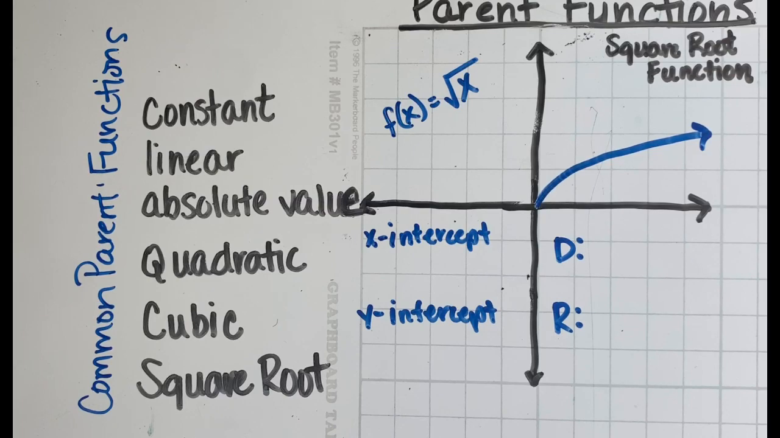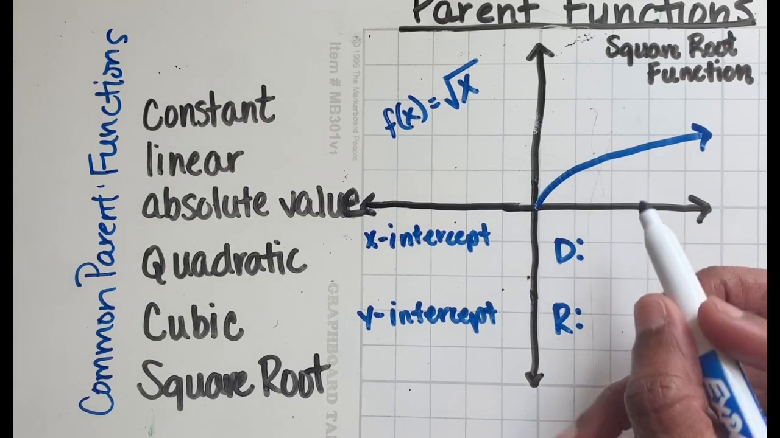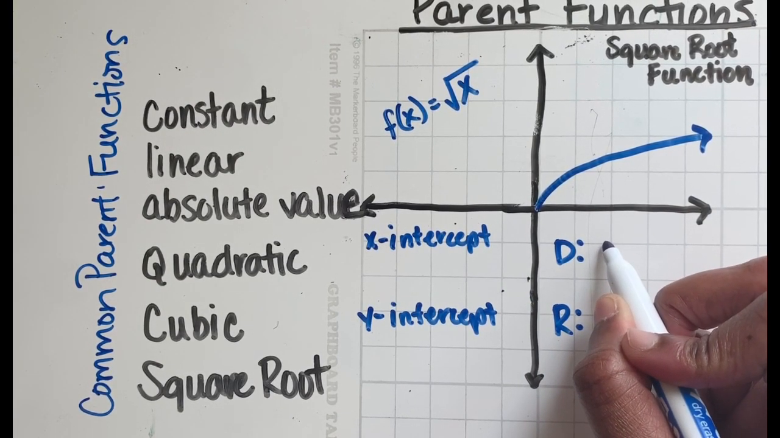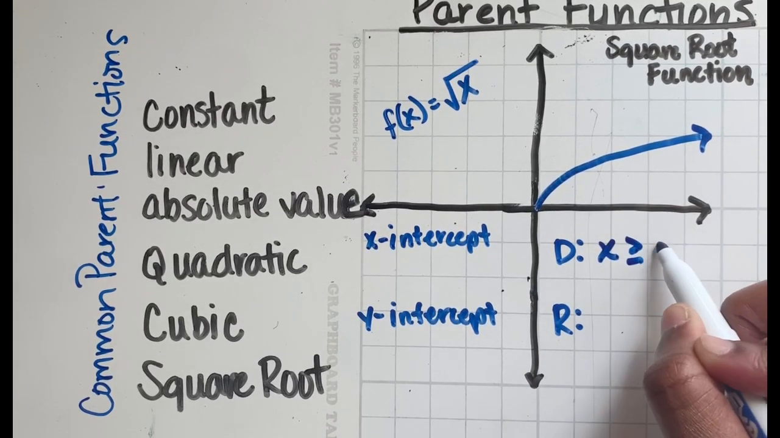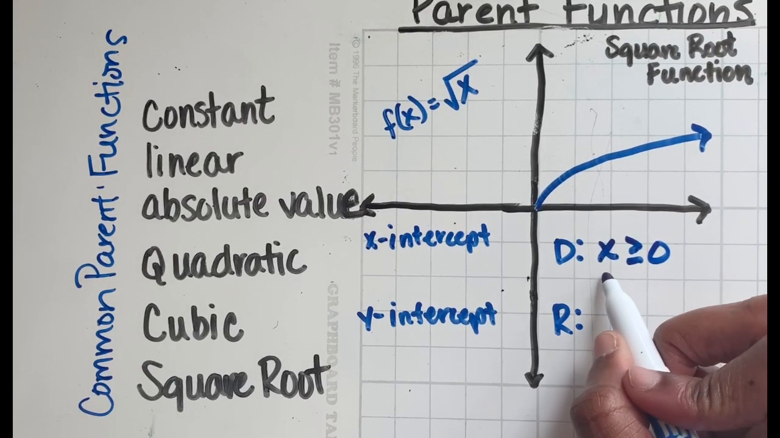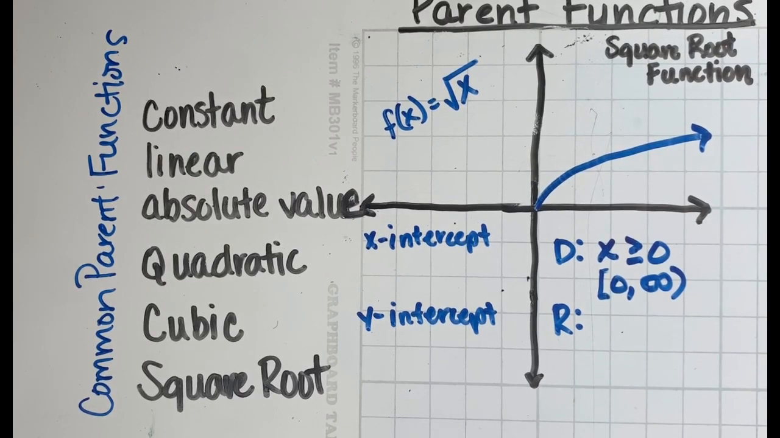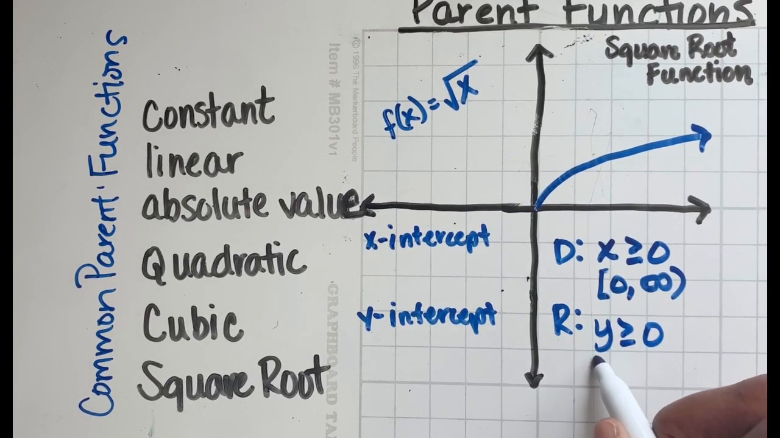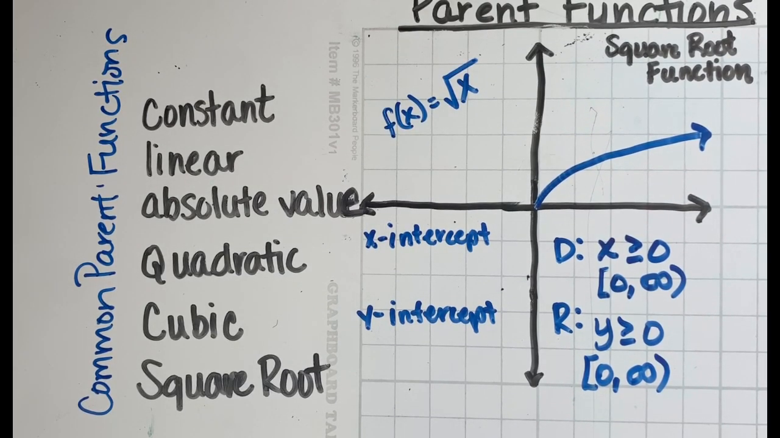So for this one, the domain is going to be left to right. So we notice that it goes 0 to infinity. So that means that x is going to be greater than or equal to 0. Now, how do you do that in interval notation? You do 0 to infinity parentheses. Now, what about your range, up and down? Same thing, y is greater than or equal to 0. So we have 0 to infinity parentheses.